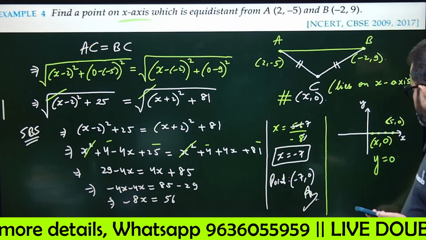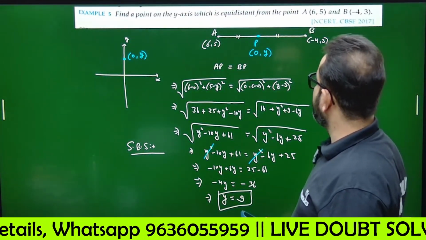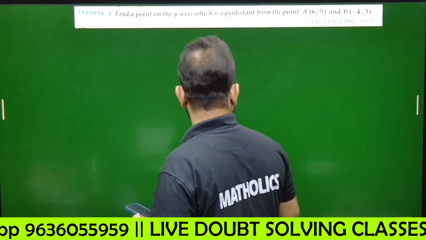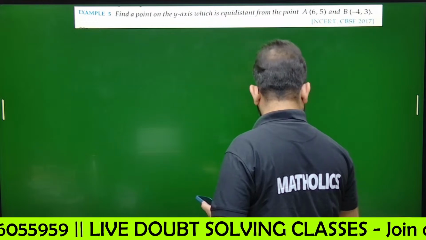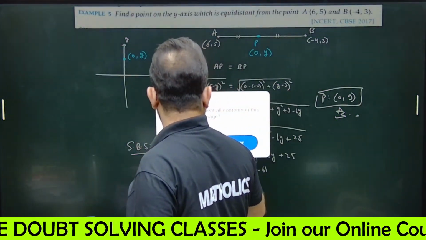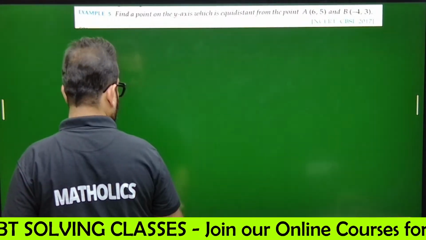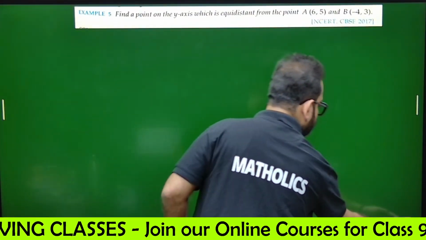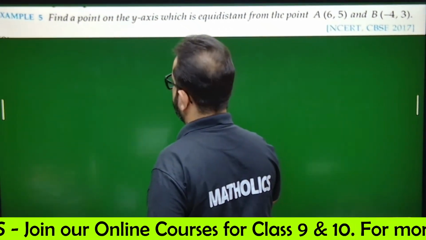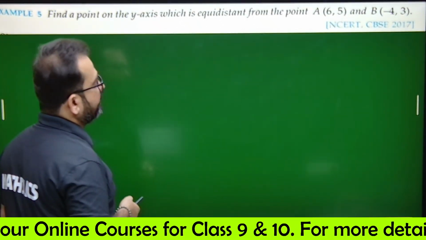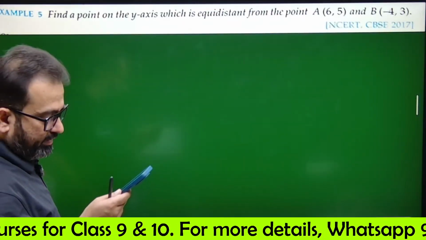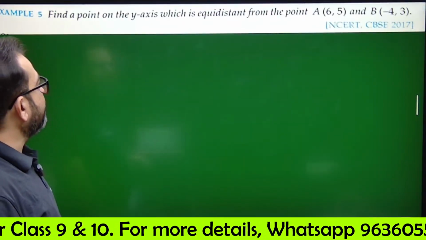Okay, so let's move forward to another question. Find a point on the y-axis. Similar question, but this time the question is on the y-axis. So we have to find a point on the y-axis which is equidistant from the points A (6, 5) and B (minus 4, 3).